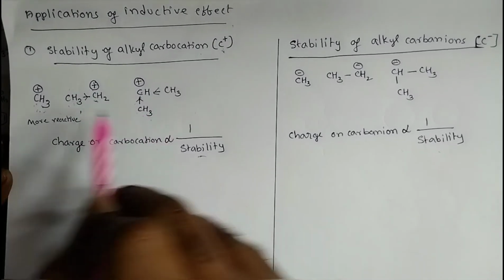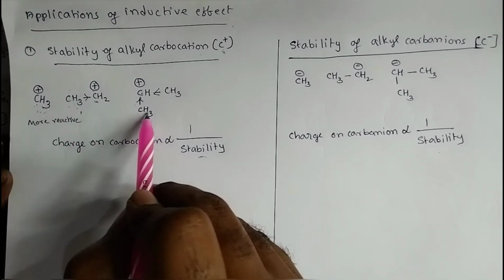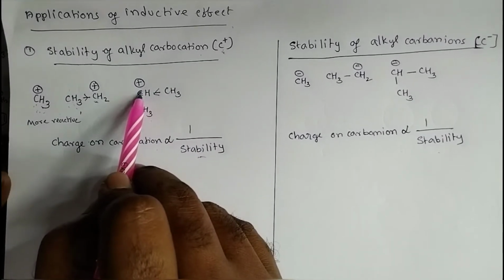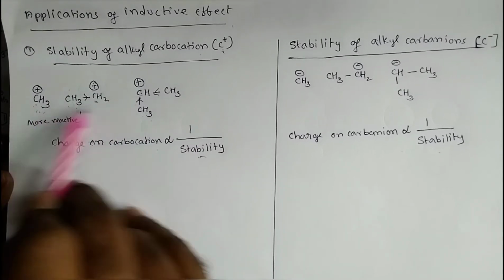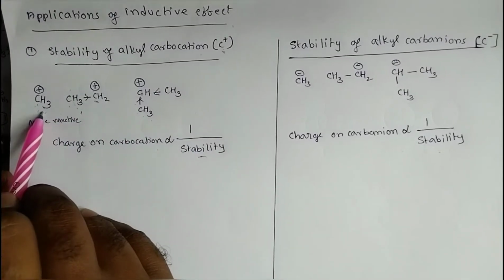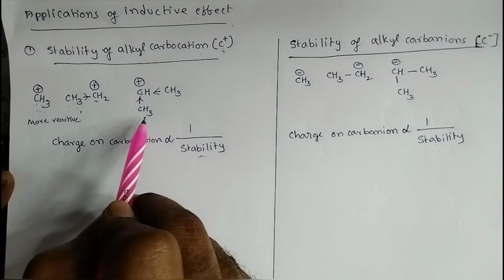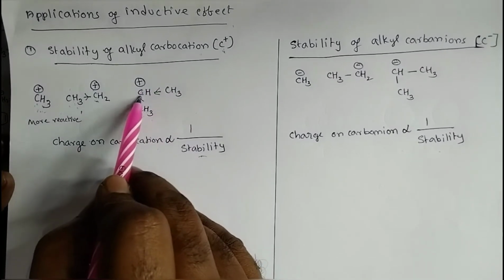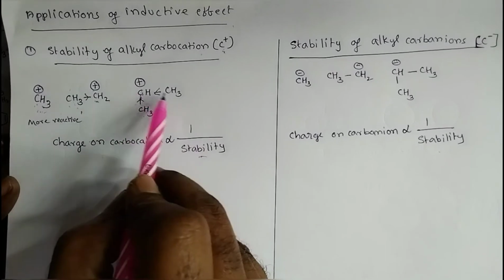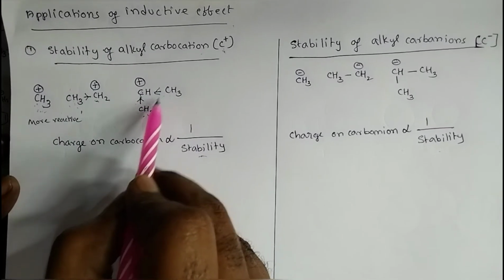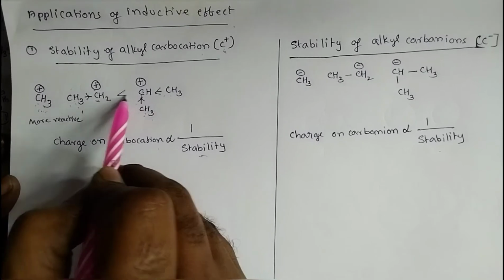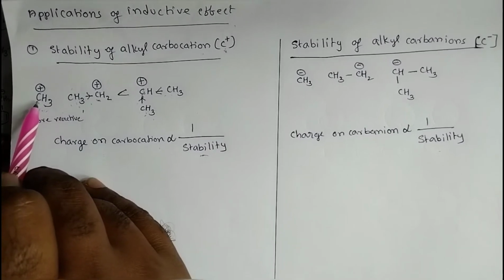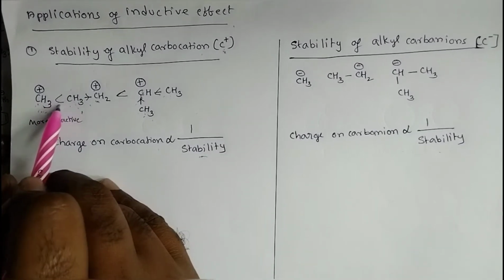Similarly, here only one methyl group is there. Then think, here two methyl groups are there. Two methyl groups means more negative charge and less positive charge. Now, in which cases is there more positive charge? The first one has more positive charge and the last one has less positive charge. Because of the electron donating group, this carbocation has less positive charge, so this one is more stable than this one, and more positive charge is there in the hydrogen case.